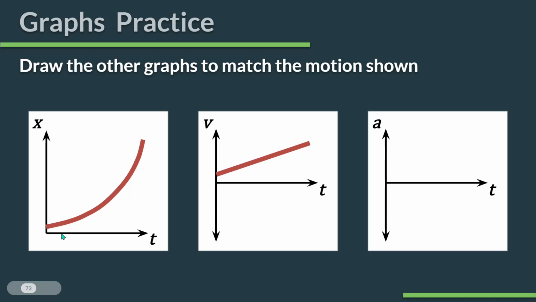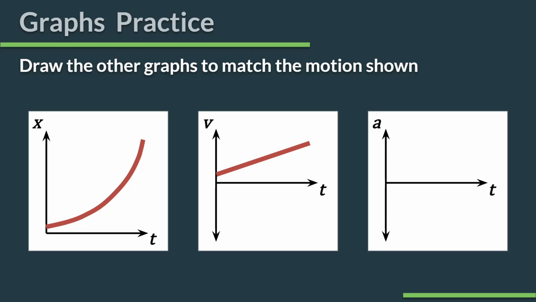And again, I have no idea what my y-intercept should be on my XT graph because I don't know what my starting position is. You cannot tell that by looking at that VT graph, okay? The VT graph does not give you that information. So you could have drawn this at 0. You could have drawn it here. You could have drawn it up here. As long as you have the same shape that I do, you're good, okay? So that is what the XT graph should look like.